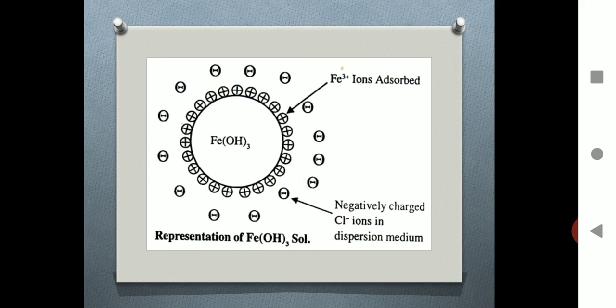Now, this can also be seen by another example, the ferric hydroxide sol, wherein the ferric hydroxide colloidal particles are surrounded by positively charged ferric ions which constitute the fixed layer of the adsorbed particles, and a second layer of chloride ions, the negatively charged ions which were present in the dispersion medium, is formed as the mobile layer around this fixed layer of charges.